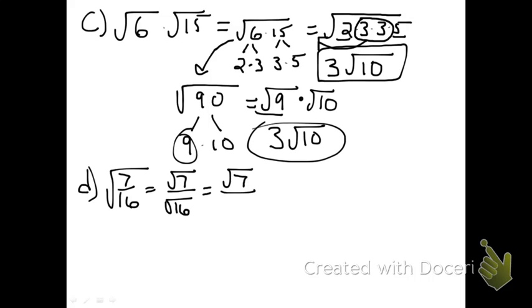However, the square root of 16 happens to be a perfect square number, 4. So this is just the square root of 7 over 4, and I'm done. There's nothing more for me to do.